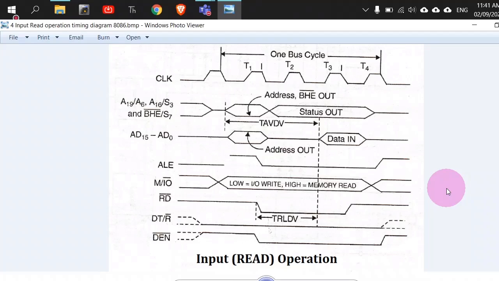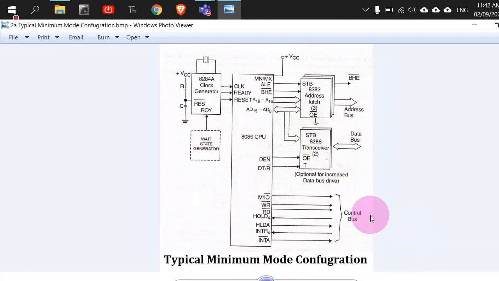The only difference will be in the way the control signals are generated. What do I mean by control signals? In the actual pin diagram, there is a set of pins which can be interpreted as something in minimum mode, and something else in maximum mode. So minimum and maximum mode operations will be similar from the perspective of hardware. The only point of difference will be in this control bus. So that is what we will be seeing for the maximum mode today.